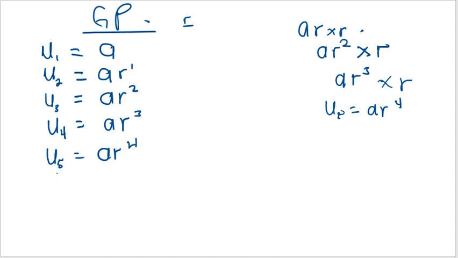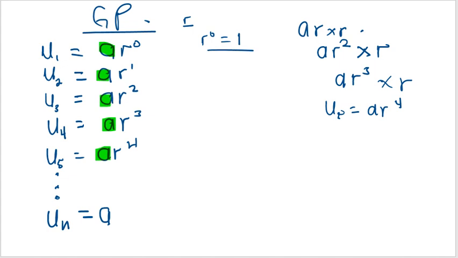So looking at the pattern, it can continue up to where I'll get my nth term. Un is equal to, now you realize that the a's are constants. So my nth term will still have a, that's the first term. Now remember, the first term here is also r to the power 0. r to the power 0 is the same as 1, so normally we don't write it.